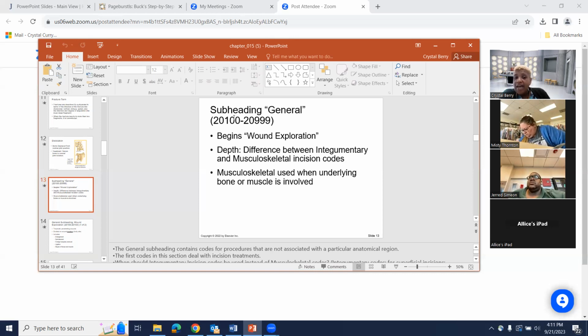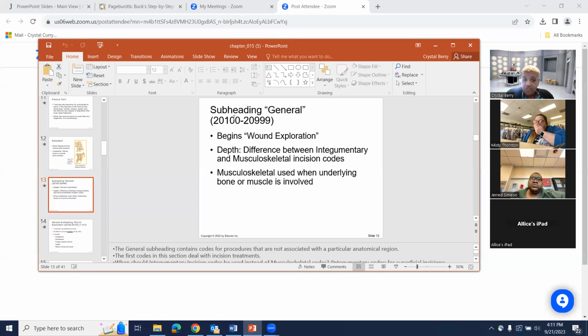Musculoskeletal is used when underlying bone or muscle is involved. So that's the difference with integumentary. It's skin. The integumentary system is the skin. The musculoskeletal, and it's telling you right there, musculo, and skeletal: muscular, muscle, skeletal, bone. It's telling you when the underlying bone or muscle is involved. So if you break it down, muscular, muscle, bone, skeletal. That's how you're able to determine the difference between integumentary and musculoskeletal.